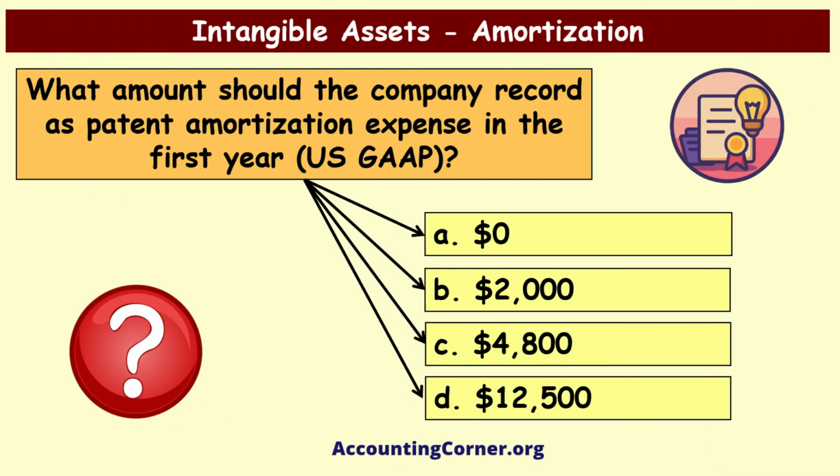Let's estimate what amount should the company record as patent amortization expense in the first year. For this example, US GAAP will be used. This is important, since accounting for intangible assets might be a bit different under different accounting standards. Here you see possible options for the answer. Let's now make necessary calculations and find out which option to choose.